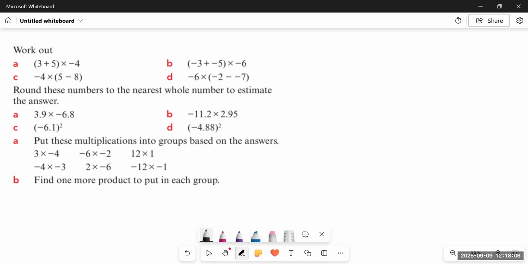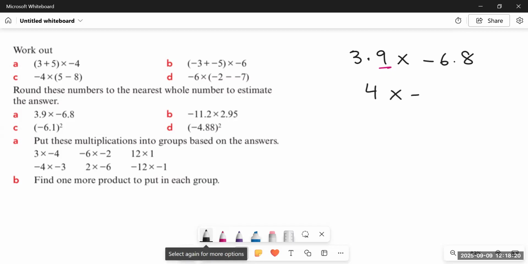So if we have, like, 3.9 multiplied by minus 6.8. The first decimal place is 9, so we have to add 1 to 3. It will become 4. Multiplied by minus 6.8. Again, 8 is greater than 4, so we are going to add 1 to 6. It would become minus 7. Now we will multiply 4 with minus 7. So the answer would be minus 28.